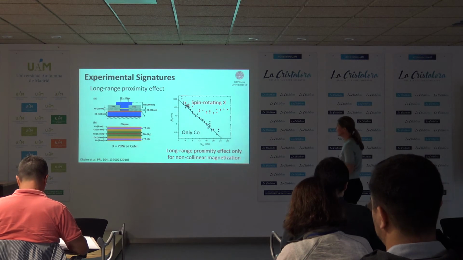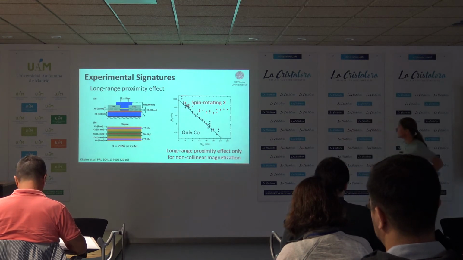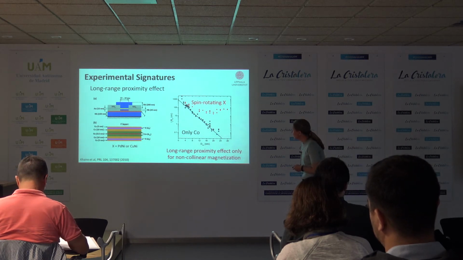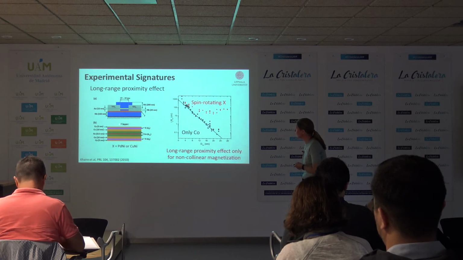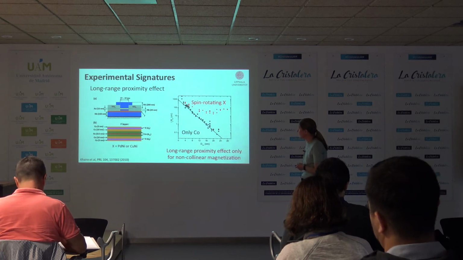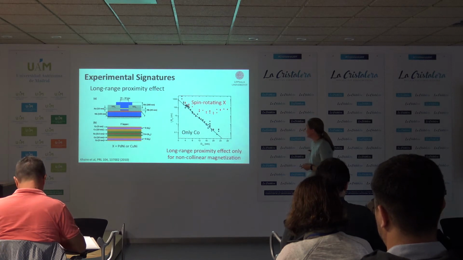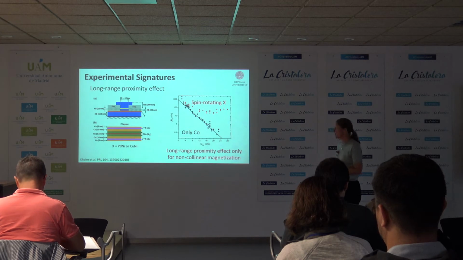To give you one example, this is on the long-range proximity effect. Here is a ferromagnet, and it consists of a whole bunch of layers. It's important to note that you have cobalt here, and you have some layers called X, and X is another ferromagnet, one of these compounds. When you don't have X, you just have the cobalt and just one magnetization direction.